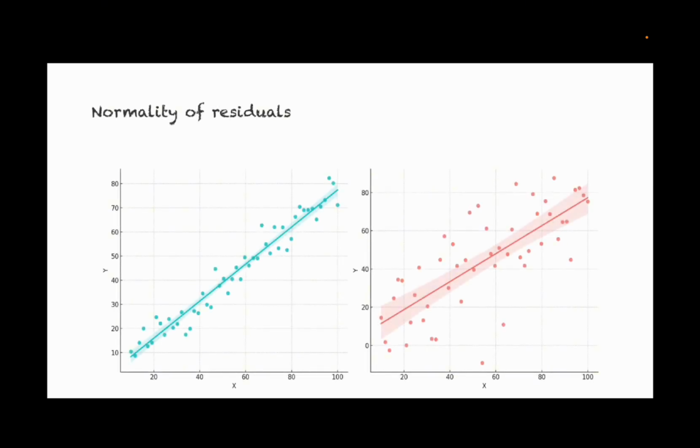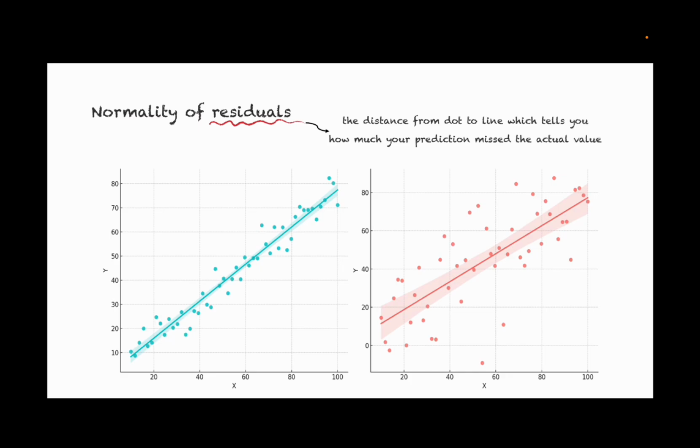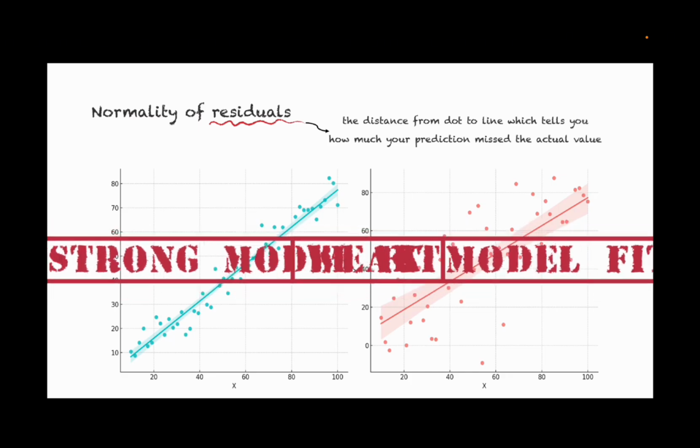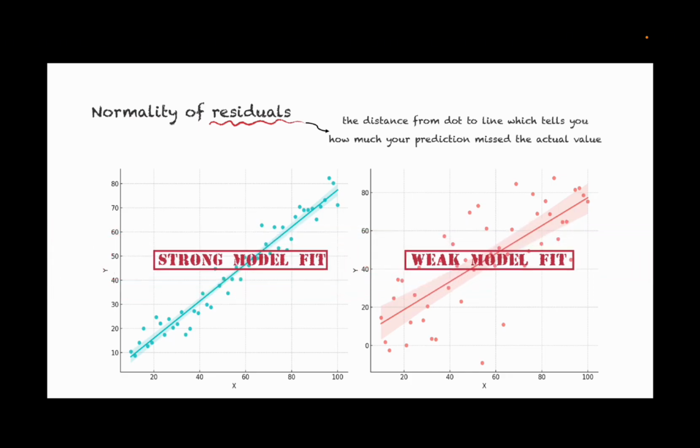In this context, a residual indicates the distance from dot to line, which tells you how much your prediction missed the actual value. If you look at these graphs, the left one shows small residuals, which means a strong model fit. However, the right one shows large residuals and a weak model fit. In JASP, you can check it by clicking Plots and the Residuals versus Predicted option, Residual Plot. Finally, you can check the normality of the residuals by creating a histogram or a QQ plot of the residuals.